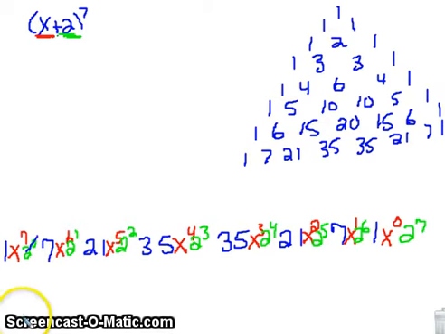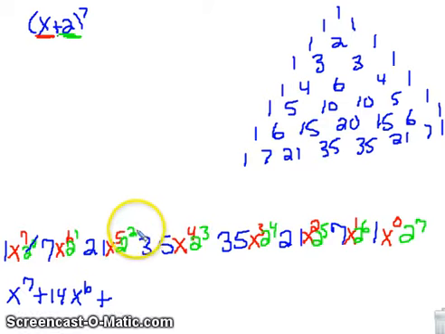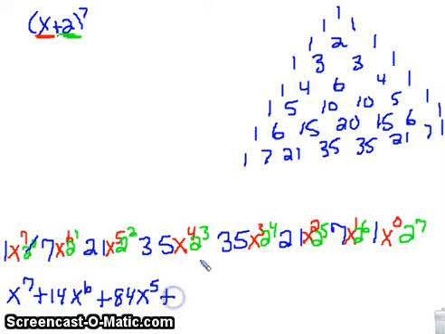2 to the 0 cancels out as 1. 1 times 1 gives me my x to the 7th. This is 2 to the 1st, and anything to the 1st power is itself, so 2 times 7 is 14x to the 6th. This is going to be 2 squared, which is 4, times 21 is 84x to the 5th. 2 to the 3rd is 8, and 8 times 35 is 280x to the 4th.